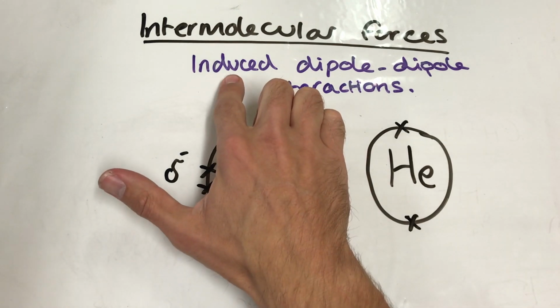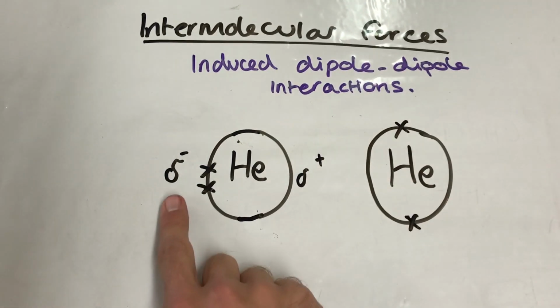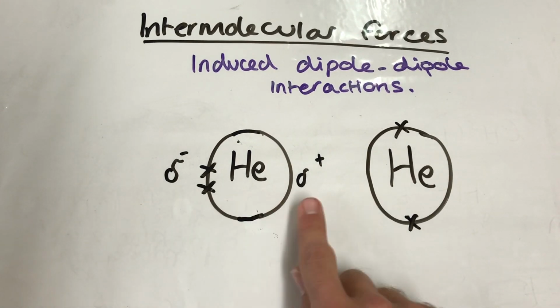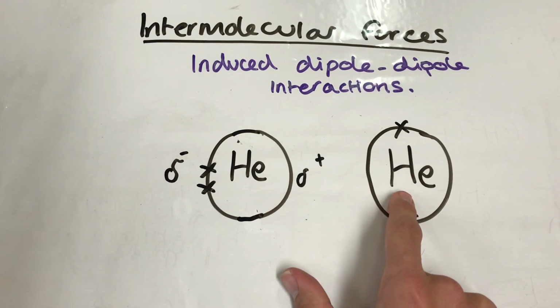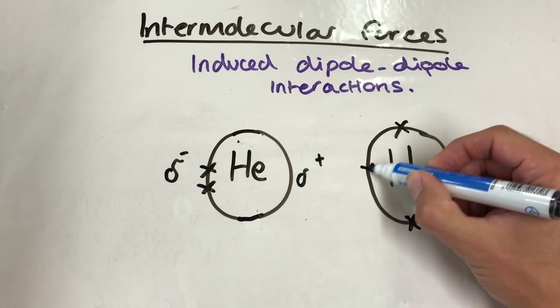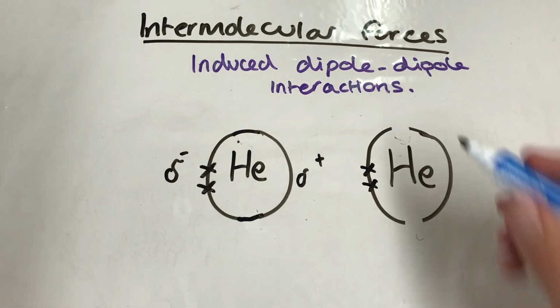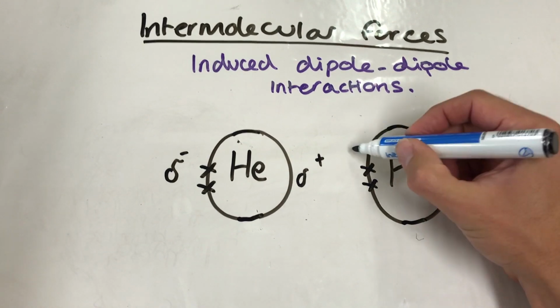Now this is where the induced part comes in for the dipole interactions. Because if this helium is slightly negative on this end, and this one is slightly positive here, what it'll effectively do is induce a dipole in this helium. So these electrons will then move around to form a dipole in this helium atom, a temporary dipole.